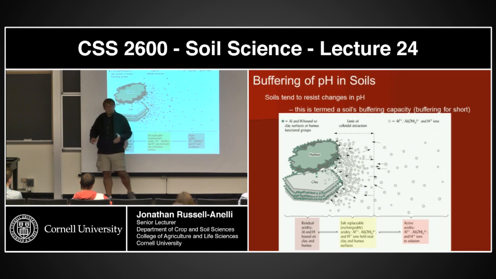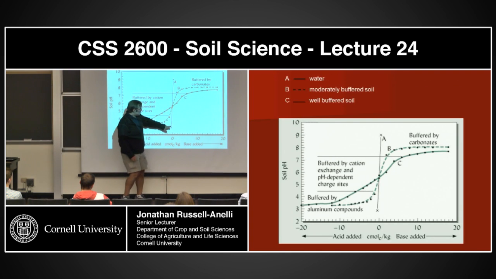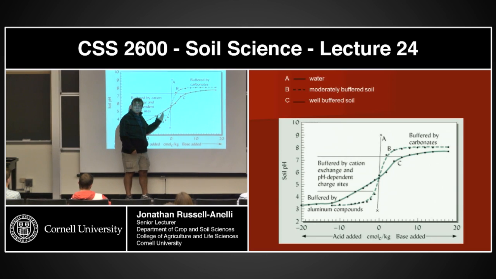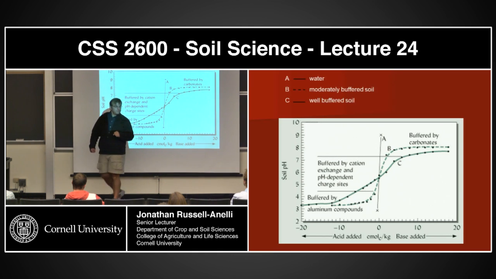And then in the third scenario, this scenario right here, which is water, basically every proton I add is going to increase acidity. There's nothing to exchange. It can't exchange on any exchange sites. Every hydroxide I add is going to raise the pH. It's a one-to-one correspondence. Does that make sense to everybody?